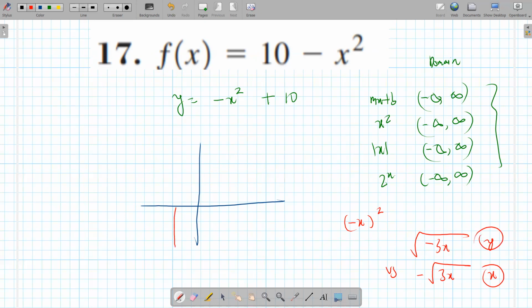So we know this quadratic looks like this and has a maximum value of 10. All right, look at the graph. What are the possible y values it can take? 10 to negative infinity. Yeah, there we go.